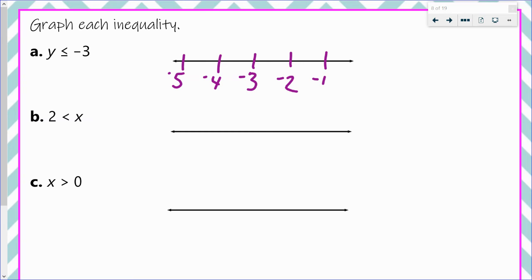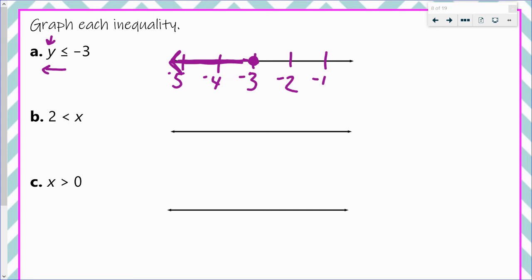Now, if y is less than or equal to, that means I'm going to do a closed circle on negative 3. And again, as long as your variable comes first, see how this symbol is pointing to the left? Then I'm going to shade to the left. And I'm going to do the arrow too, because again, this keeps going on for different solutions.